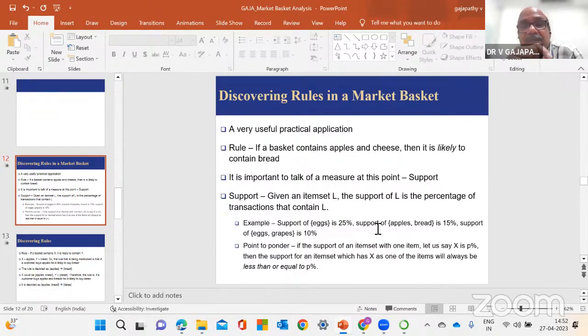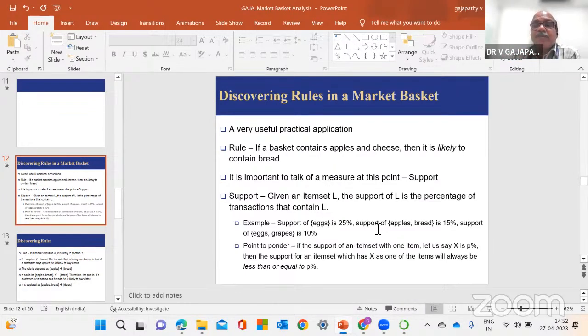Rule: if your basket contains apples and cheese, then it is likely to contain bread. Therefore, here are two benefits you can take. If apple comes, then I can assure that cheese comes. And if apple and cheese come, then the bread will come. Therefore, I can work for all the three products strategically.